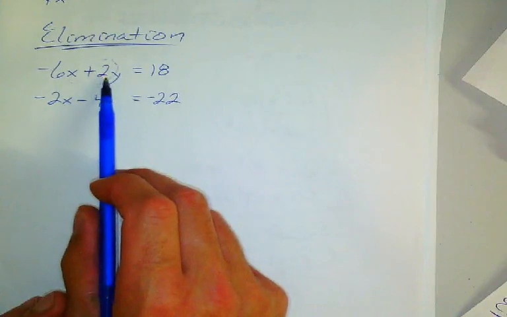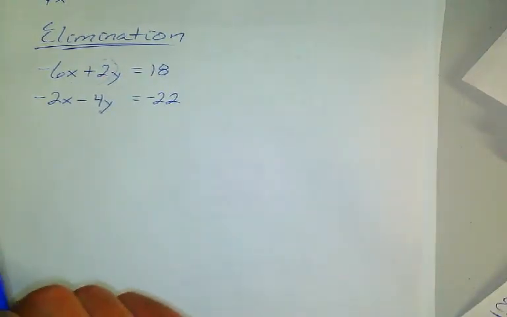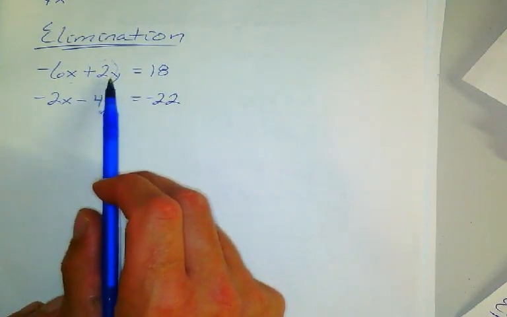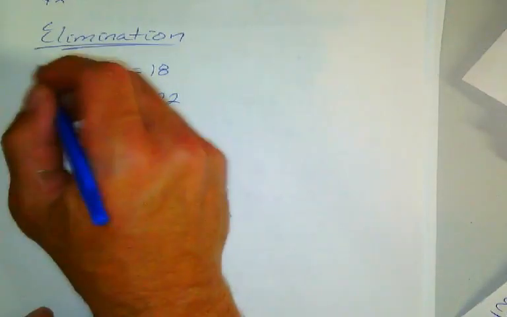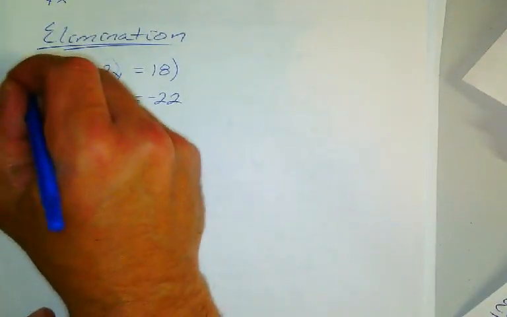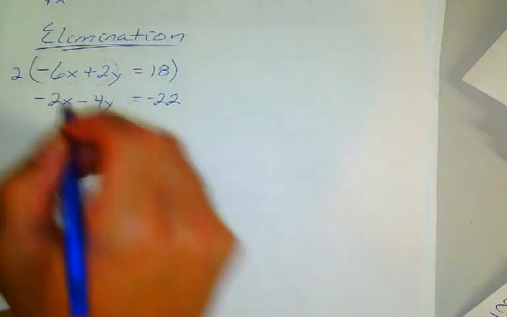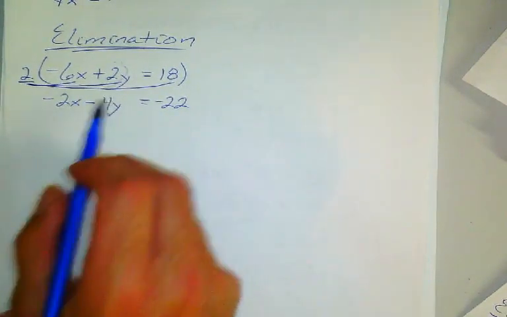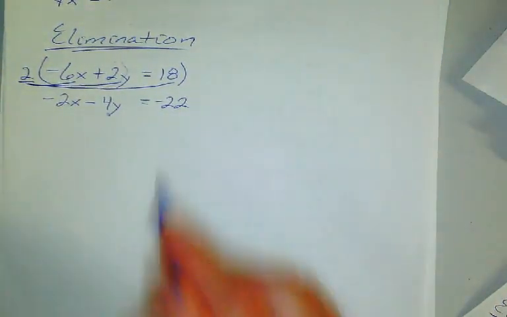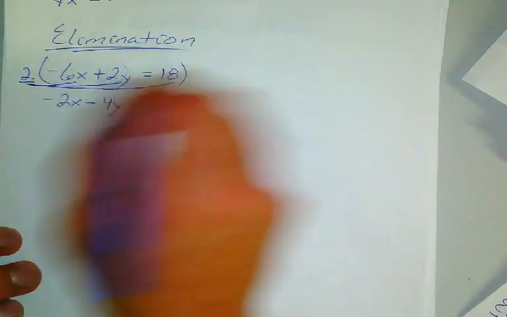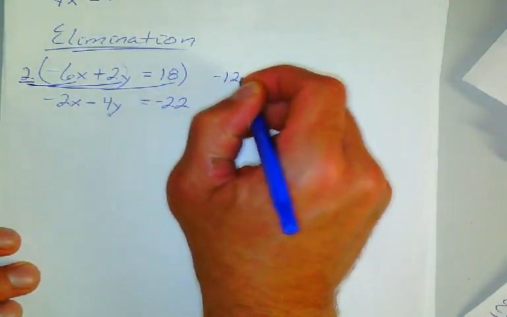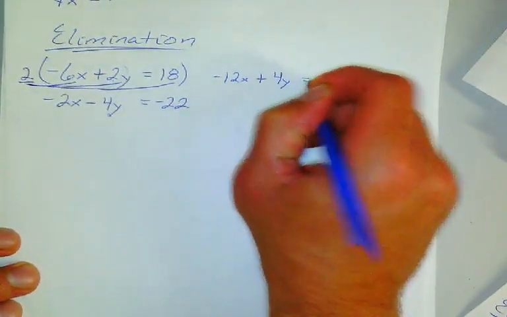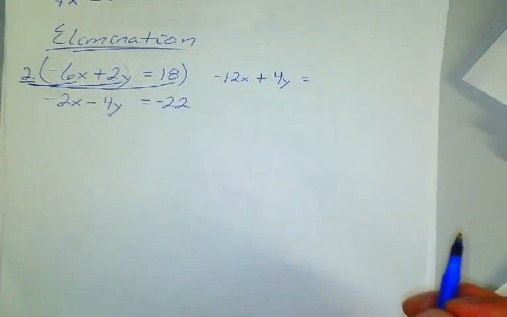So how can I turn this 2 into a 4? This one's a negative 4y. I need this one to be a positive 4y. So I need to multiply this top equation by 2. I'm going to multiply the whole top equation by 2, using the distributive property. So I'm basically manipulating the top equation to get a new equation that's really the same thing. 2 times negative 6x is negative 12x, plus 2 times 2y is 4y, equals 2 times 18, which should give me 36.